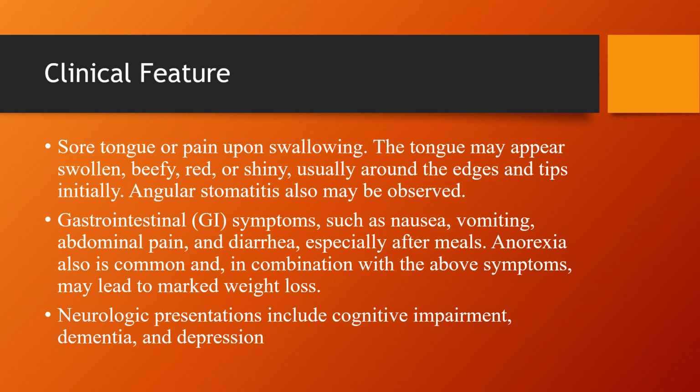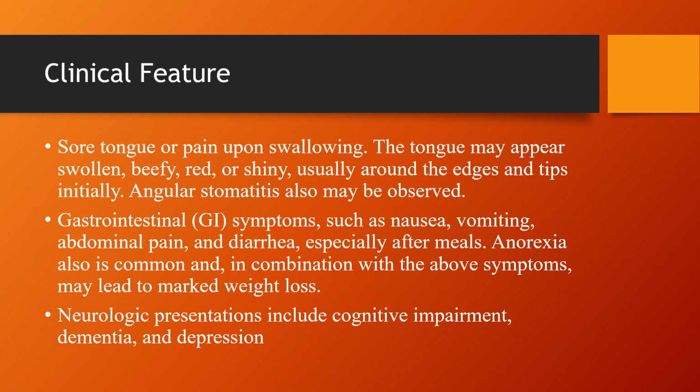So what are the clinical features of folic acid deficiency? They present with sore tongue or pain on swallowing. The tongue will appear swollen, beefy, red or shiny, around the edges and tips initially. They can also present with angular stomatitis. GI symptoms such as nausea, vomiting, abdominal pain, diarrhea, especially these symptoms are aggravated after a meal. Anorexia is also common, and in combination with the other GI symptoms, there may be a marked weight loss.